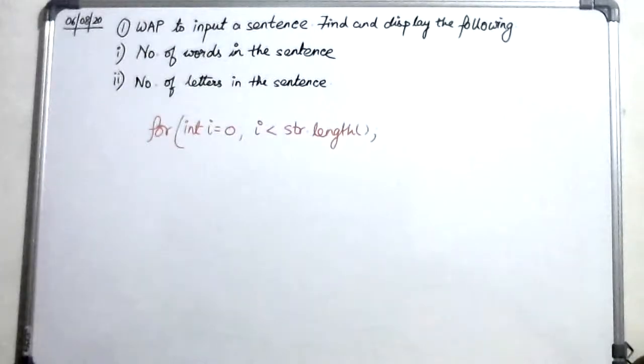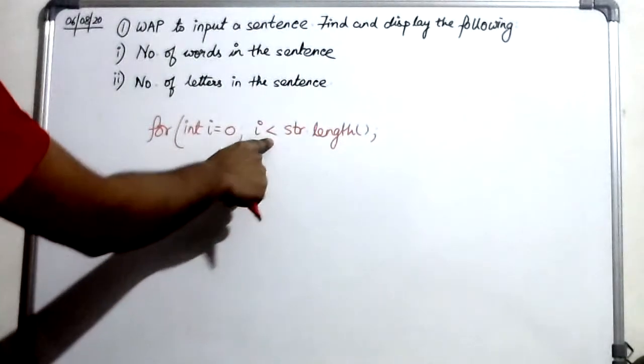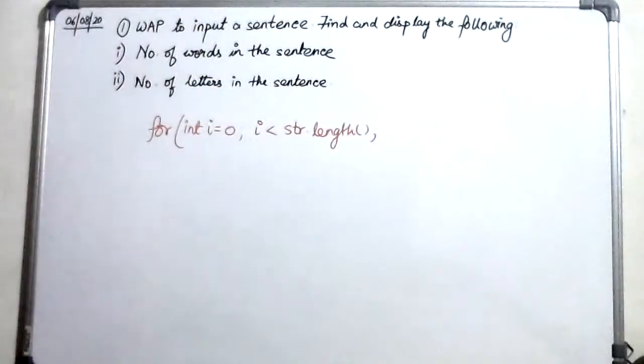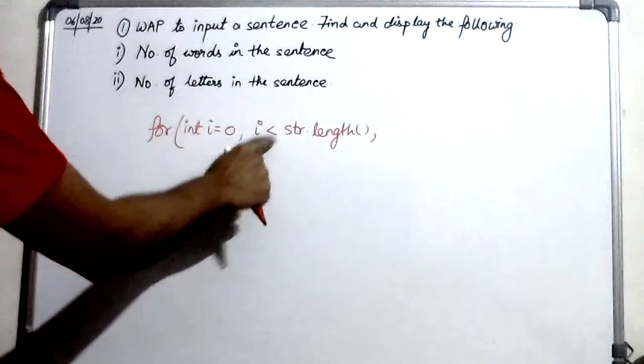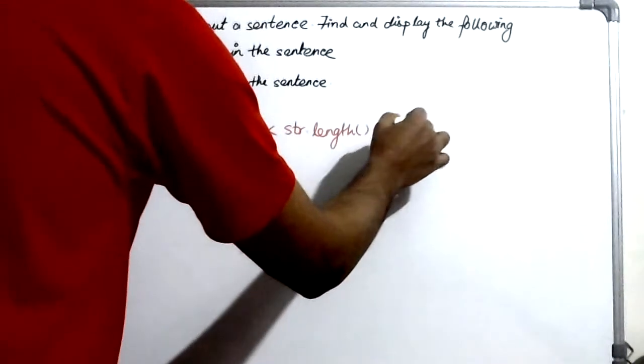As you remember, length counts the number of characters starting from 1, so it will be 1 less than the number of characters because indexing starts from 0. So it's less than and not less than equal to. That's the reason why it's not less than equal to, but less than string.length. And we'll keep on increasing i by 1 at every step.